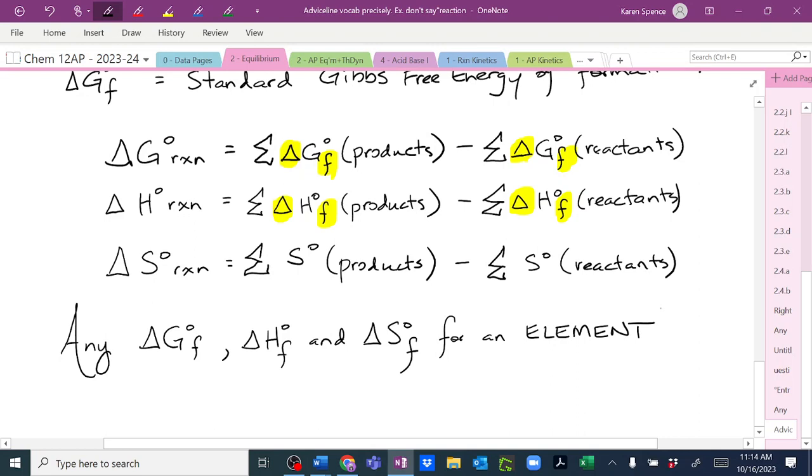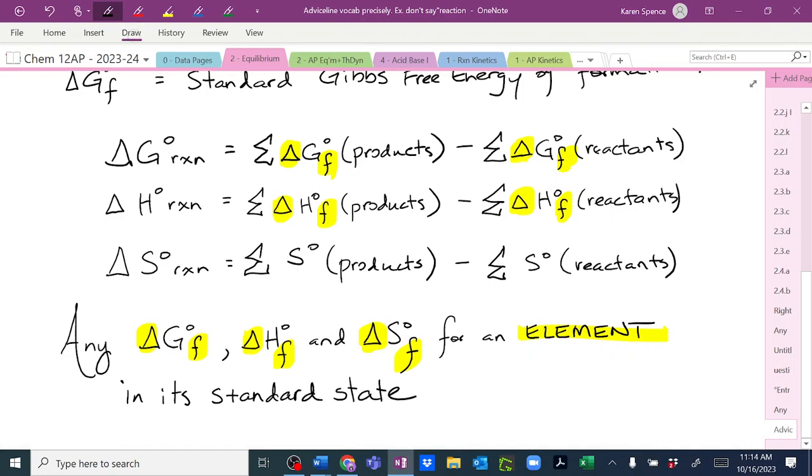So any delta G naught F, delta H naught F, and delta S naught F for an element in its what? Standard state. How do we know it's in its standard state? Okay, and you know most elements' standard states, yes?